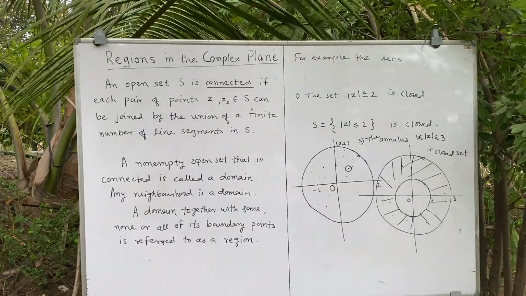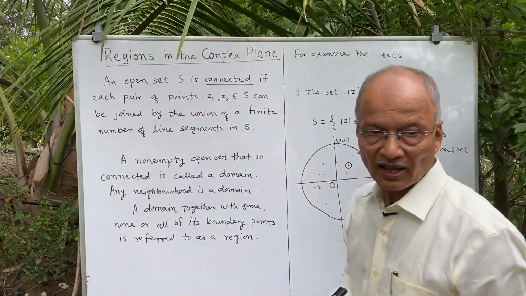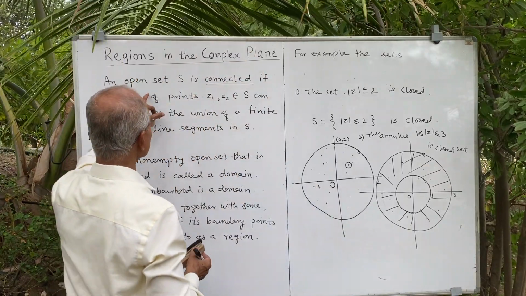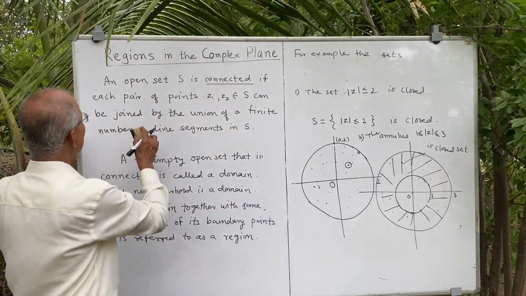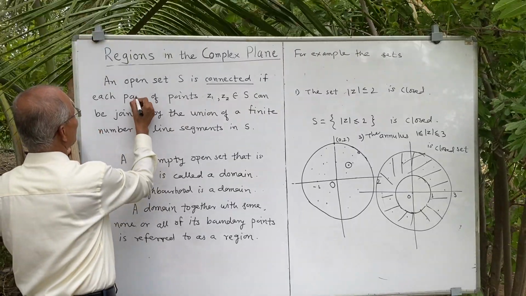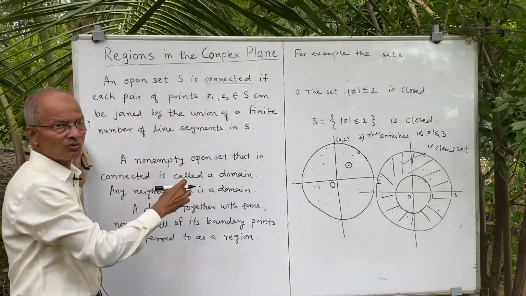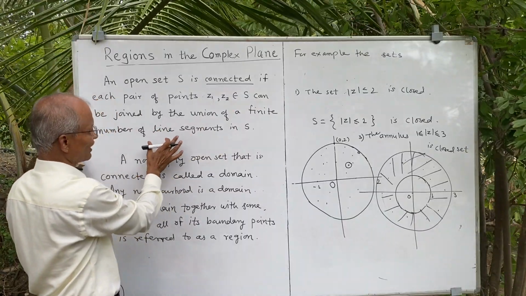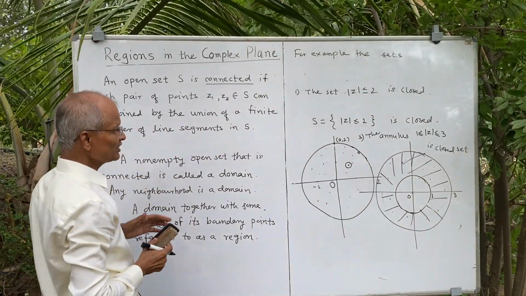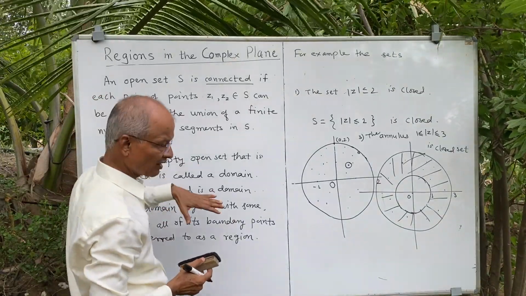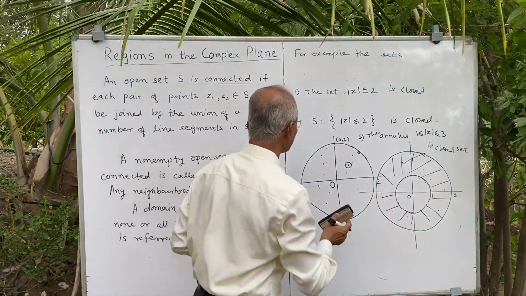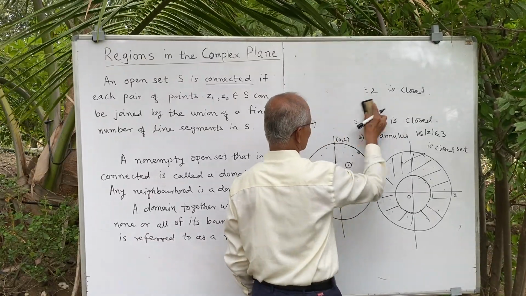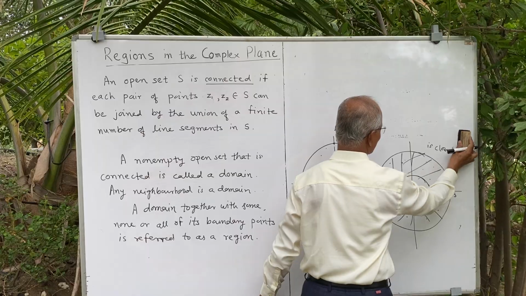Next we shall see connected set, and here I have written the definition. An open set S is connected if each pair of points Z1, Z2 belonging to S can be joined by the union of a finite number of line segments in S. That means these points can be joined by a single line or a union of a finite number of lines. So that region is said to be connected.